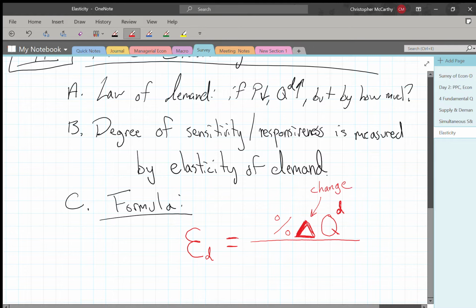And we're going to unpack this in a second. What does this mean, percentage change? Because there's a way that we used to calculate percentage change, and then we're going to use a midpoint formula instead of using our traditional method.